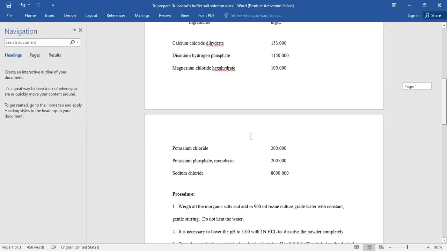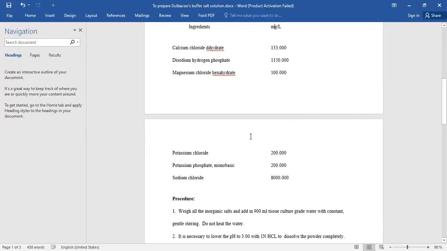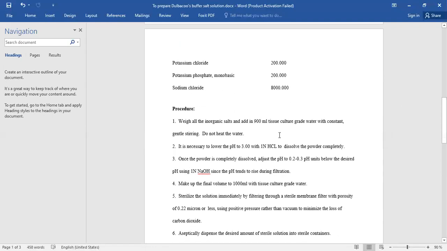So what is the procedure? First, we weigh out all these salts and add these compositions into 900 ml tissue culture grade water. That is a different water which is essential for animal biotechnology. We need to supply tissue culture grade water because it is sterile. It is very sterile and will not cause any contamination. And after that we do not heat the water, because while heating it may lose its capacity for the salting.